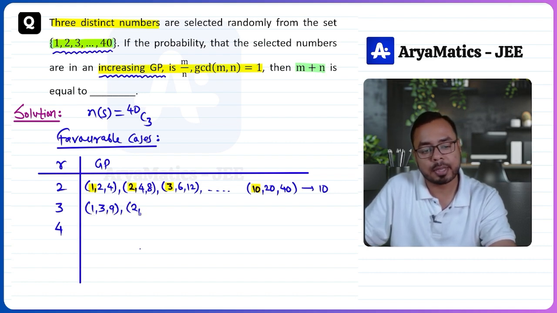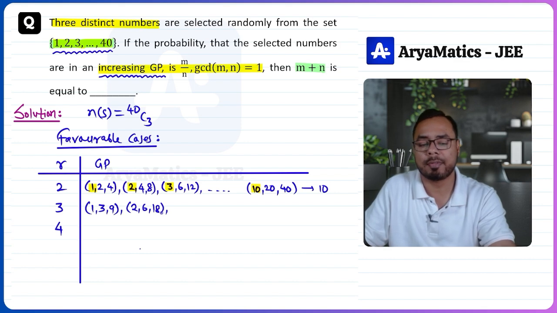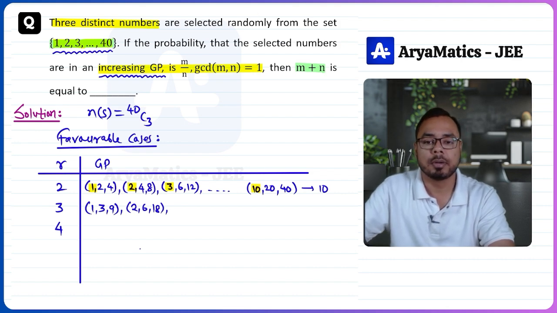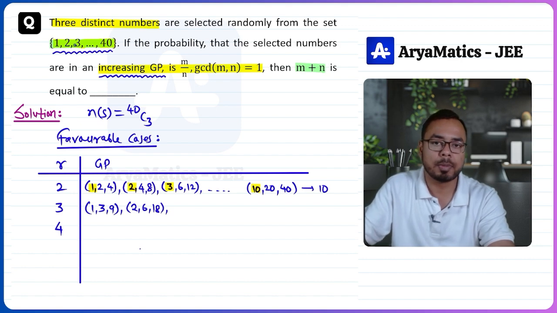Another possibility is that we can have 2, 2 into 3, 6, 6 into 3, 18. And you can see that we'll get only a few GP because here every number we are multiplying with 3, and once you cross this last number 40, then you cannot have terms from here, right?